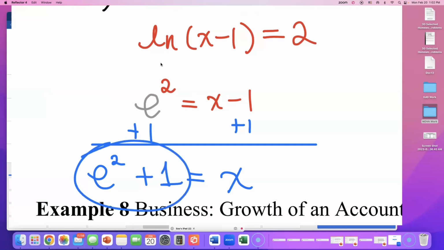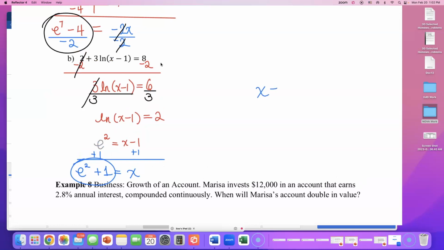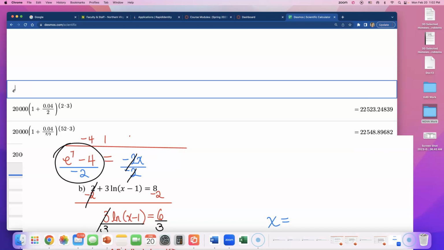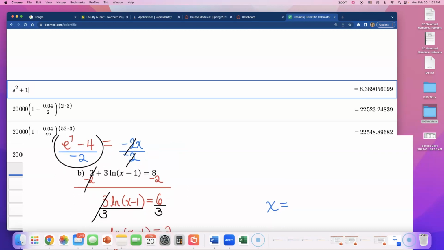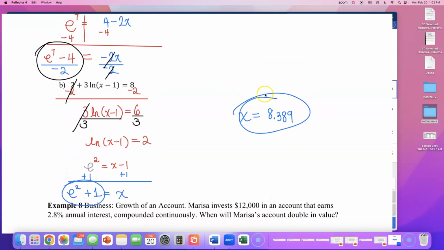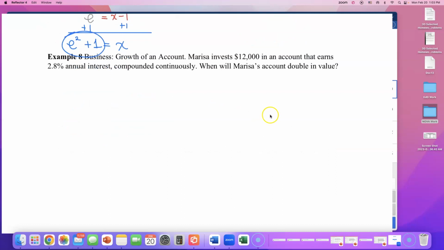But if they want a decimal approximation, we just have to plug this into the calculator. So e squared plus 1. The answer is 8.389. Okay, so pre-calculus topics, you guys learn how to solve log equations in Math 161, but this section is a great review section of these skills. All right, let's look at this very last problem.